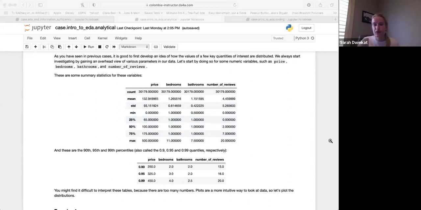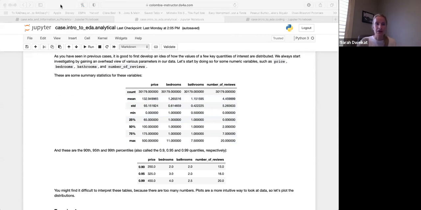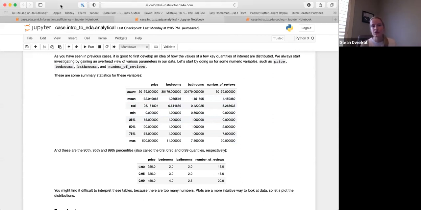Is that correct? Can someone just say like a yes or no? Yes. Okay. So hopefully that has been covered in the past, and you know what the mean is, what the minimum, maximum values are, things like that. All good. Okay, perfect.